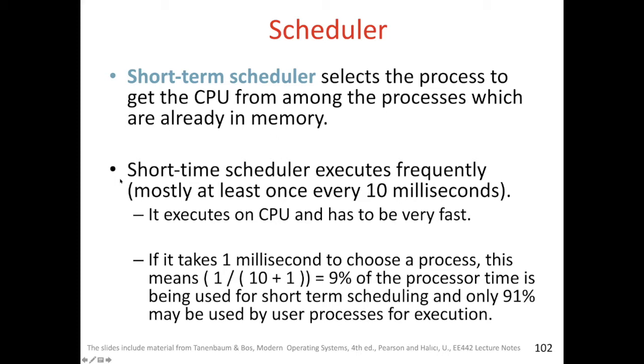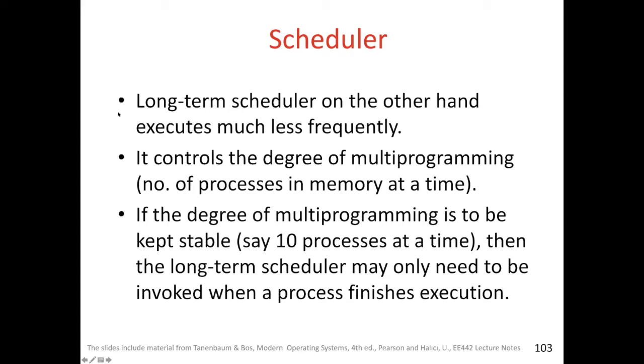The short-term scheduler executes frequently, mostly at least once every 10 milliseconds. It executes on CPU and has to be very fast. If it takes 1 millisecond to choose a process, this means 1 over 10 plus 1, which is equal to 9% of the processor time is being used for short-term scheduling, and only 91% may be used by user processes for execution. The long-term scheduler, on the other hand, executes much less frequently.